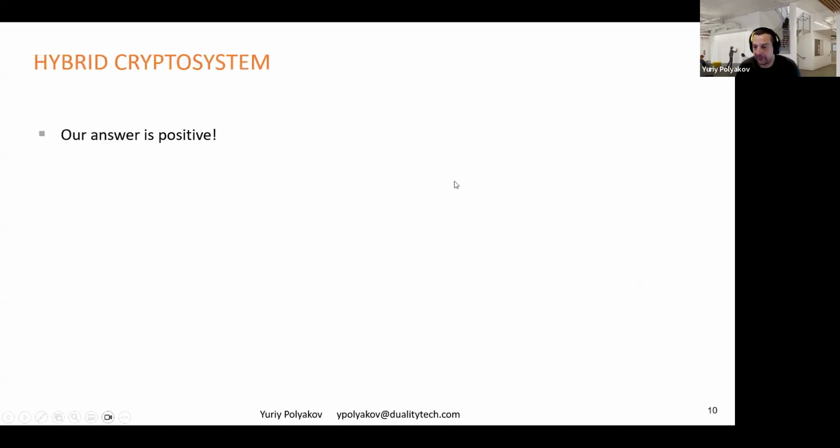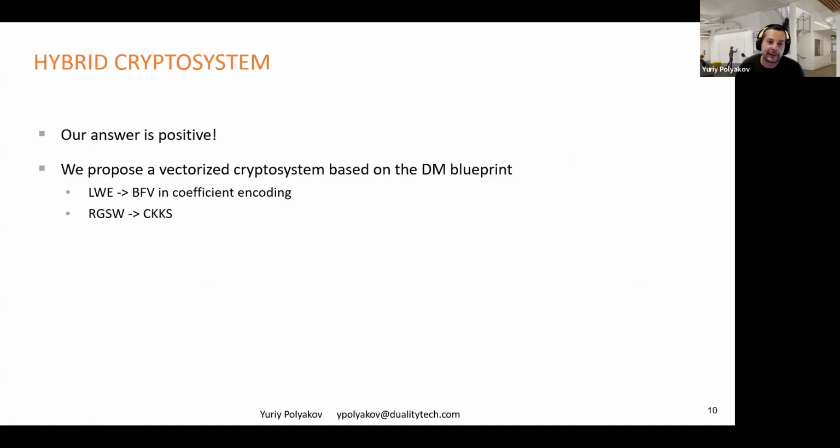And our answer, of course, was positive in the paper, and we published the paper. And how did we solve this problem, or what approach did we use and why? Maybe there are a couple of considerations here. First, we liked the DM blueprint of using 2 schemes, a hybrid approach. One scheme is relatively lightweight, an additive scheme. In the case of DM, that's LWE, and we're going to replace it with BFV.